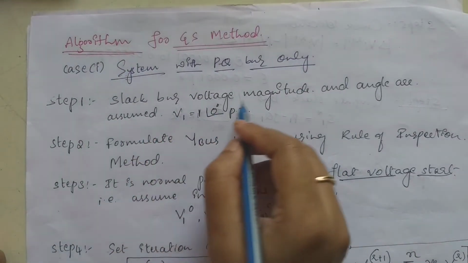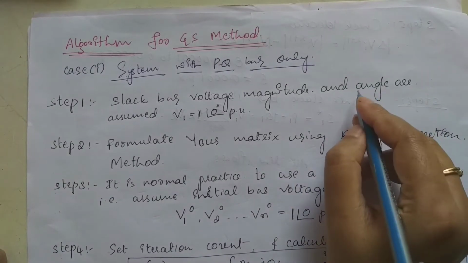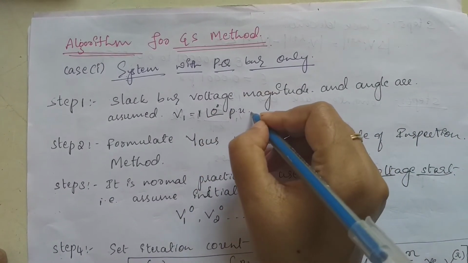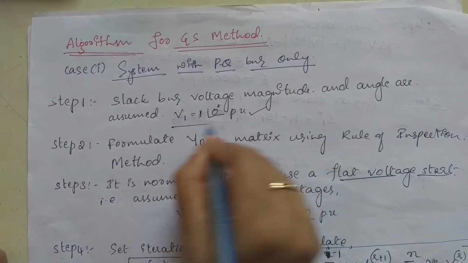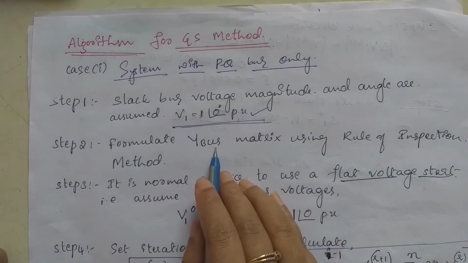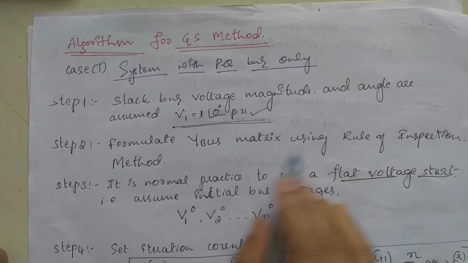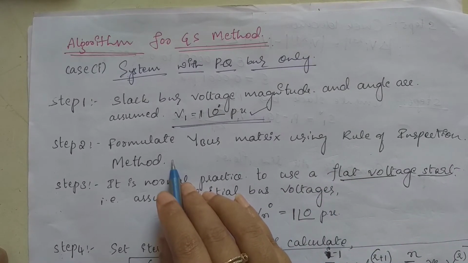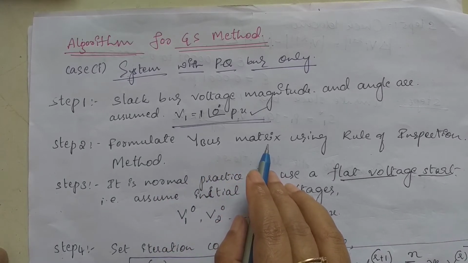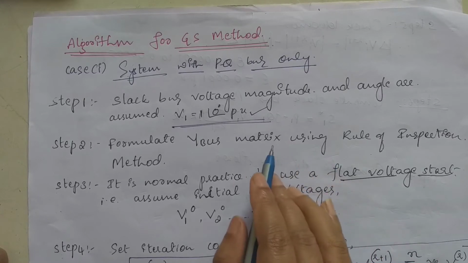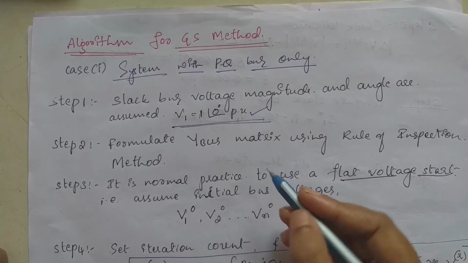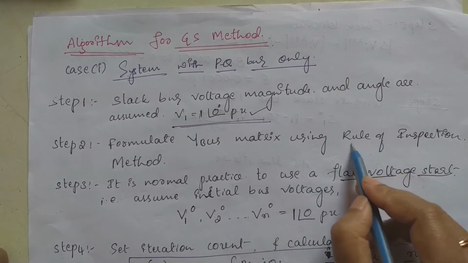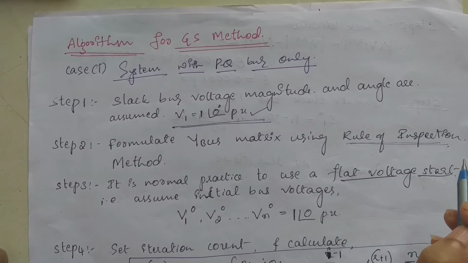Step 1. Slack bus voltage magnitude and angle are assumed. The first thing we have to do is, usually the slack bus voltage will be given. If it is not given, we have to assume the slack bus voltage. Then we have to formulate the Y bus matrix using the rule of inspection method. In PSA 2, we have come across the formation of Y bus using the singular transformation method, but the rule of inspection method we have not gone through, but we are going to study it. I'll explain by solving the problem. It is there in the PSS lab, so you have to study.